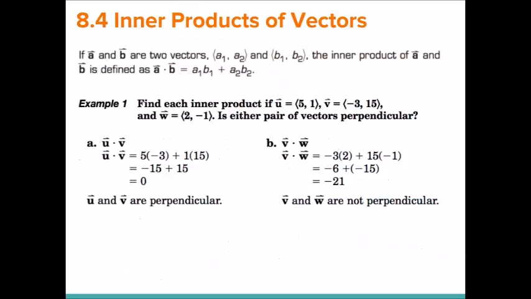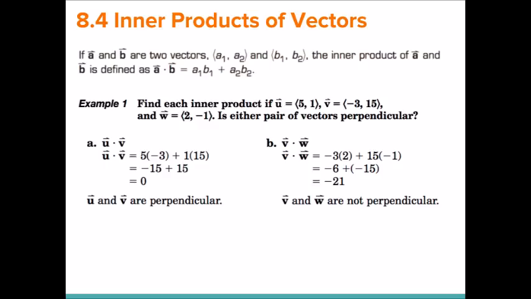If vector A and vector B are two vectors, A sub 1, A sub 2, and B sub 1, B sub 2, the inner product of A and B is defined as A dot B equals A sub 1 B sub 1 plus A sub 2 B sub 2.